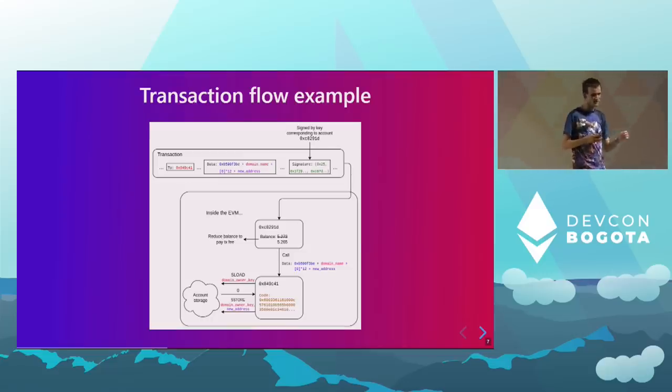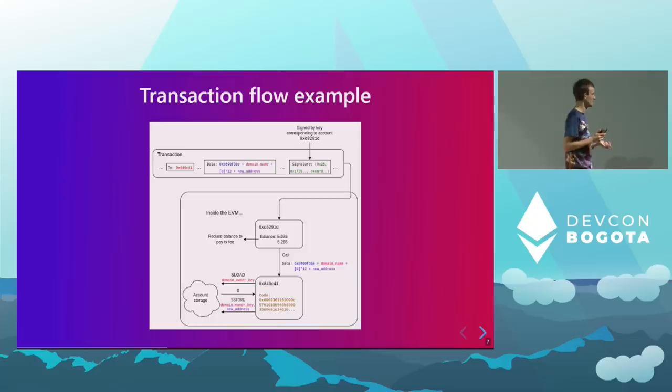And then the signature is cryptographic data that proves that it actually is you, the owner of the sender account, that actually created the transaction, right? So the signature determines who the sender is. Only the owner of the actual private key corresponding to the sender can actually create a transaction with that sender. So that transaction gets included in a block.